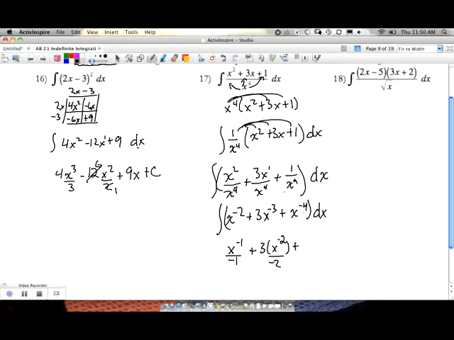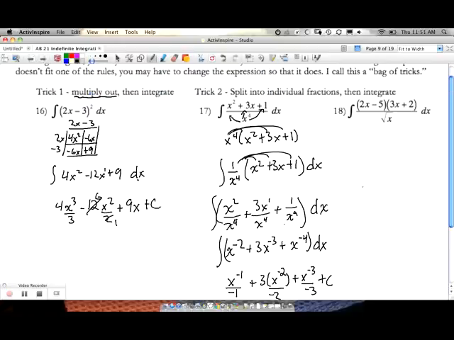We're going to do a combination of the two things that we just did. First, we're going to multiply out, and then we're going to split into individual fractions. Let's do it. So the first idea is we need to multiply out this top piece here. We have 2x minus 5 times 3x plus 2.